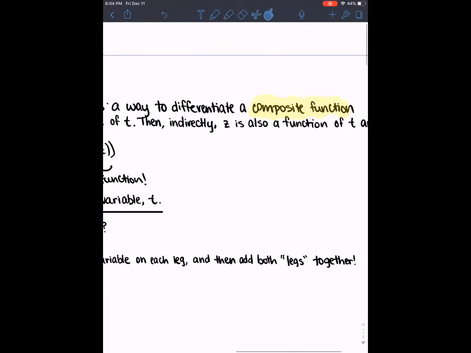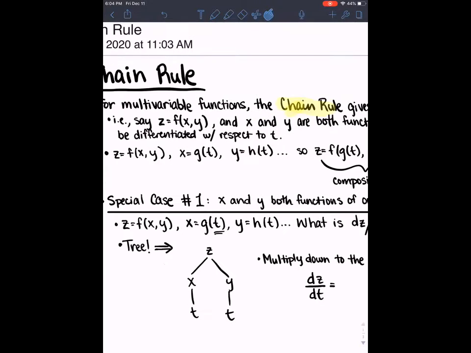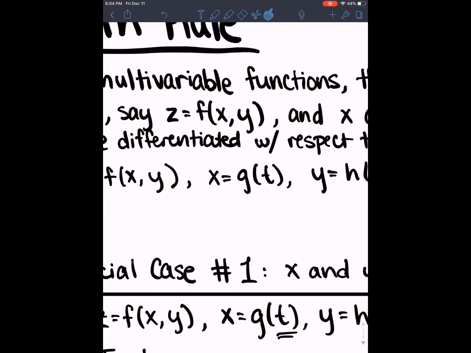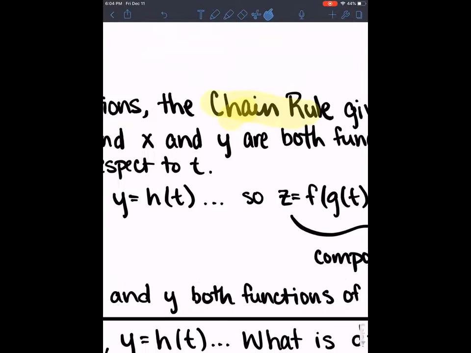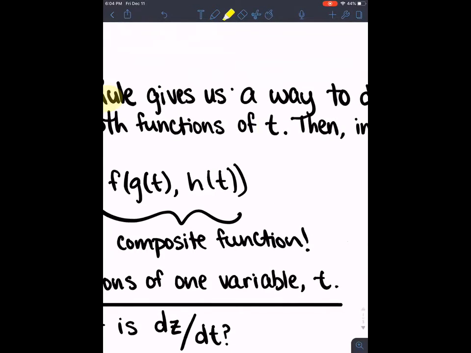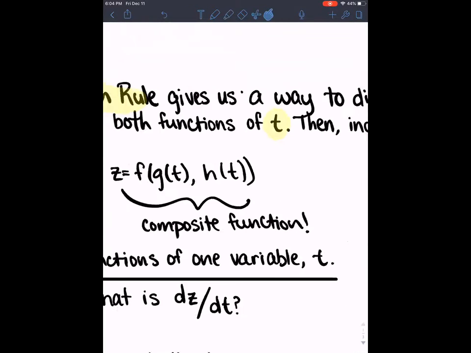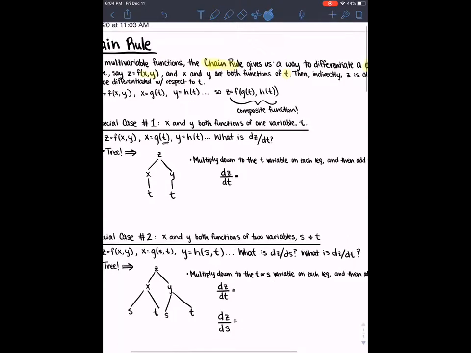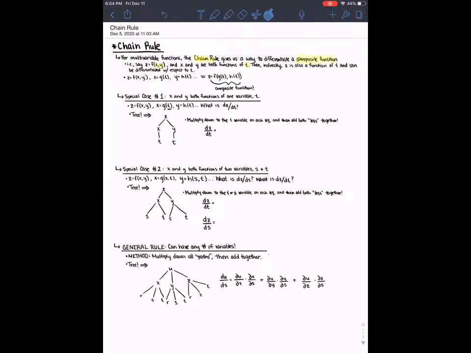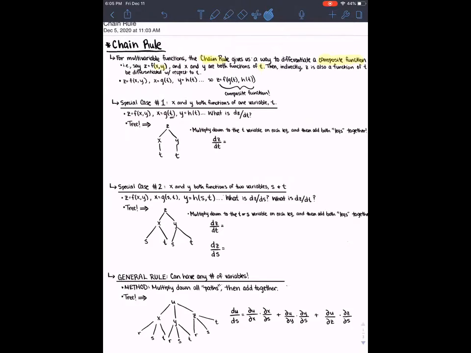Now, what is a composite function? Well, say we have a function z, and we're given that z is a function of x and of y. So x and y are two distinct variables. And say we're also given that x and y are both functions of the third variable, t. Then indirectly, we have that z is also a function of t and can be differentiated with respect to t. So the chain rule gives us a way to differentiate z indirectly with respect to t.